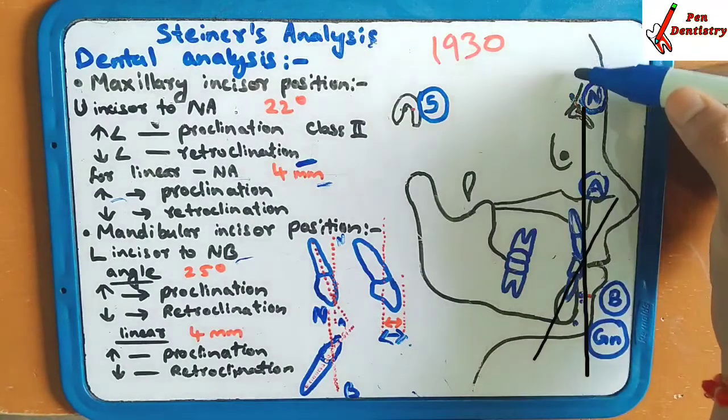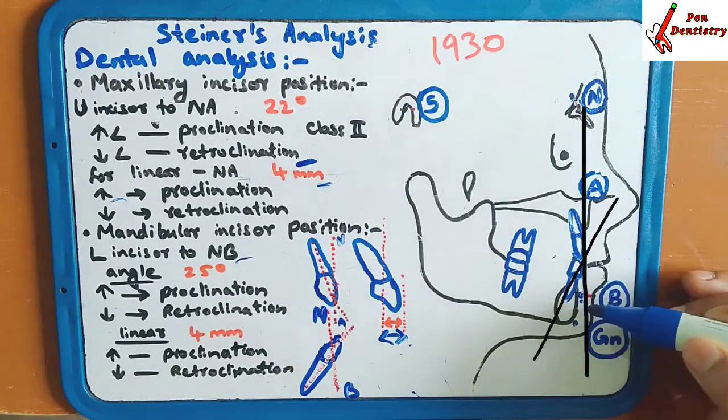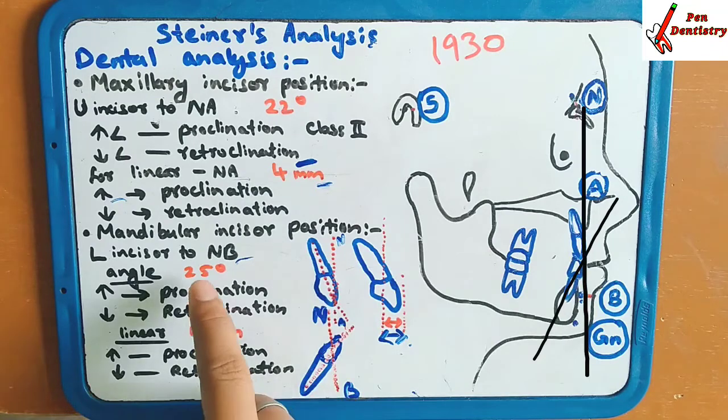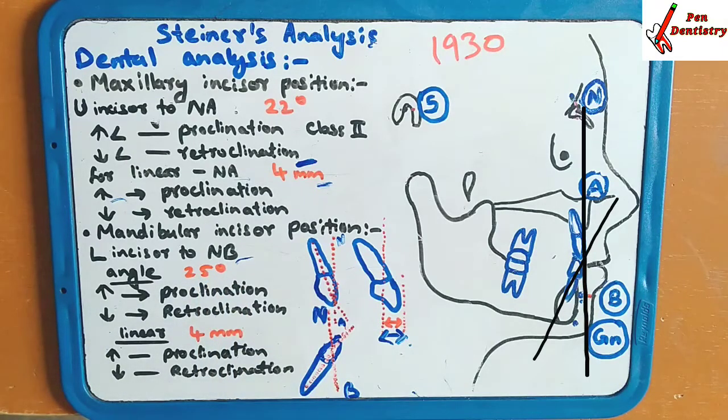When you draw a line on NB and you draw a line on the long axis of the tooth, the angle made by this intersection is 25 degrees. This is the mean value.